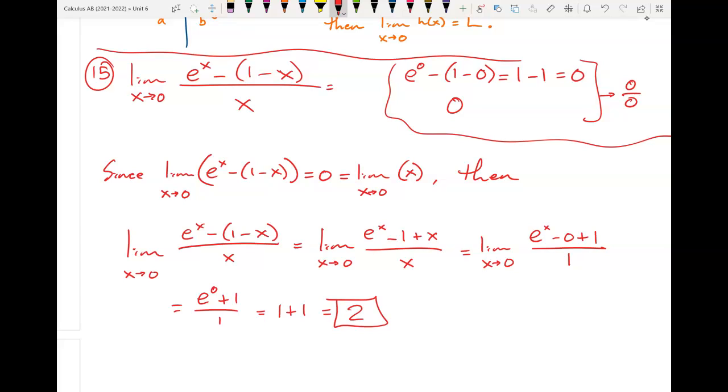We can go back and say our original limit is equal to 2. And that would be how I would find the limit for number 15. All right. And I believe that was all that you guys asked for, so I'll go ahead and stop there.